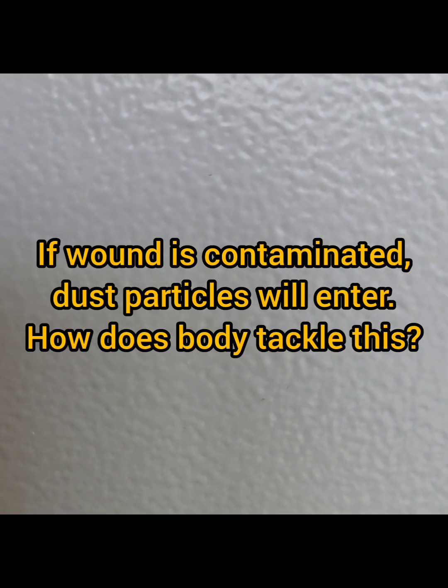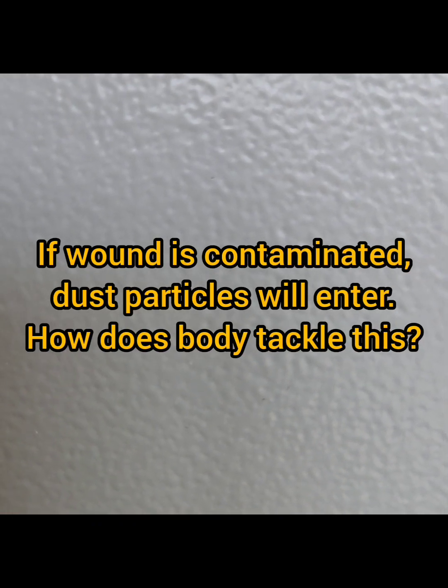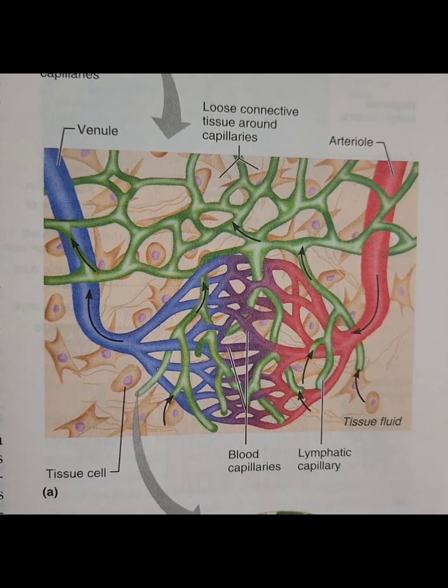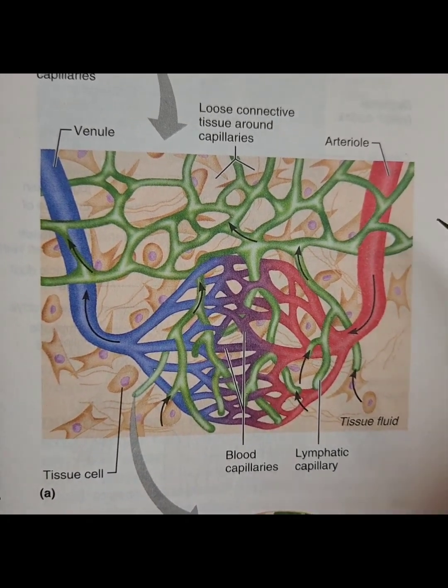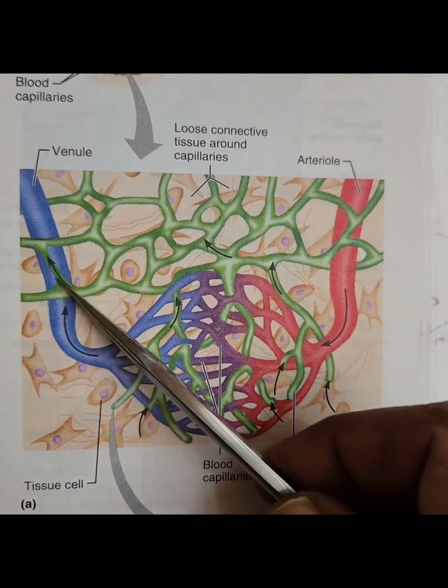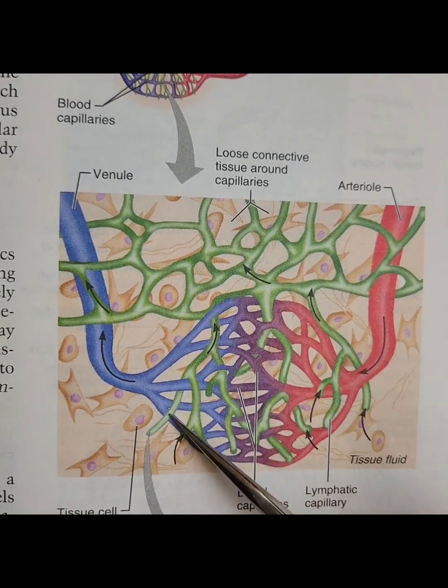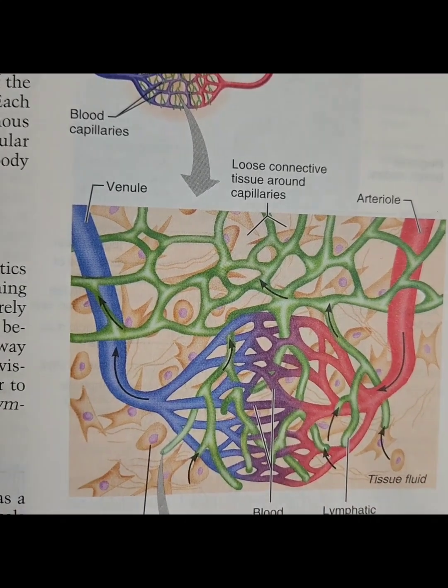If a wound is contaminated, dust particles enter the tissue space. How is it taken care of by the body? This shows the capillaries at the tissue level, the afferent end and efferent end of the capillary. There are some blindly opening lymphatic vessels at the capillary.